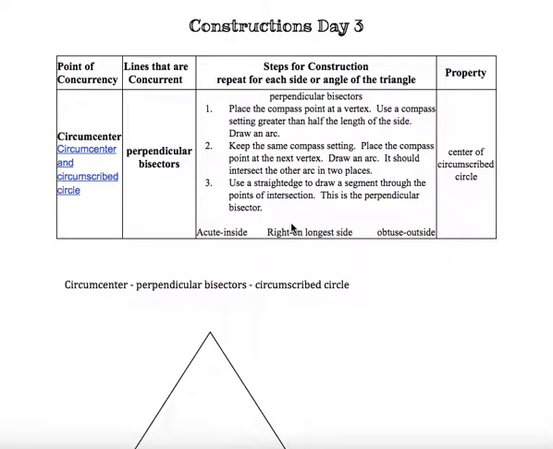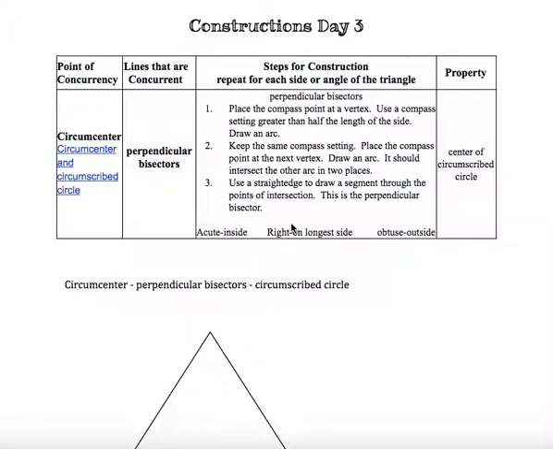In this video, you will learn how to construct the circumcenter of a triangle. So just a few things about the circumcenter. It is the intersection of the perpendicular bisectors of each side. So you're going to perform the construction for perpendicular bisector, but you're just going to have to do it 3 times so that you will find the intersection of those.